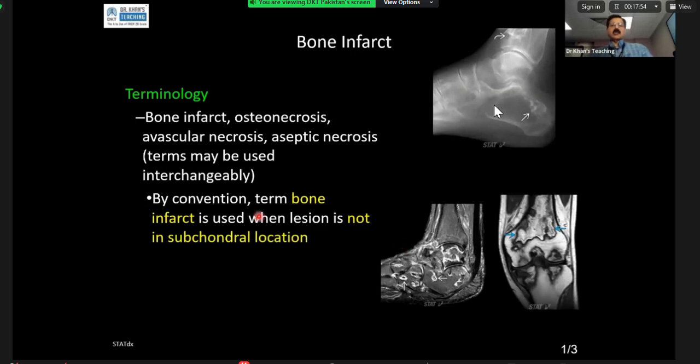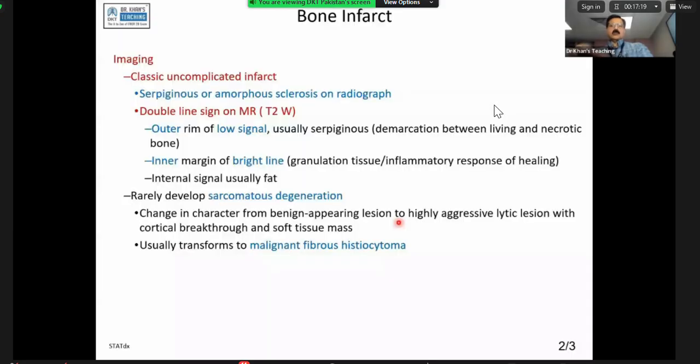And by convention, the term bone infarction is used when the lesion is not in a subchondral location. So when it is subchondral, you call it avascular necrosis. Otherwise, we call it bone infarct. Having said that, if you say something which is subchondral is a bone infarct, absolutely no issues, because it is a bone infarct. And this example tells you that this portion here is not subchondral. And this one is subchondral. So, key point is that bone infarct is the same thing as avascular necrosis.